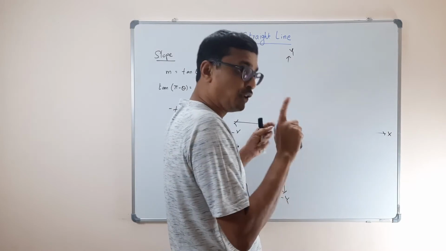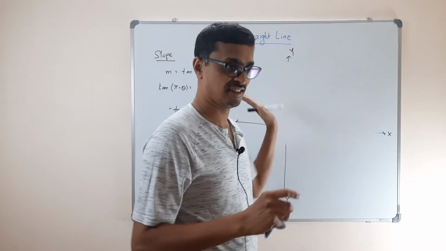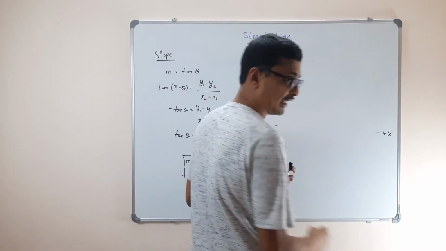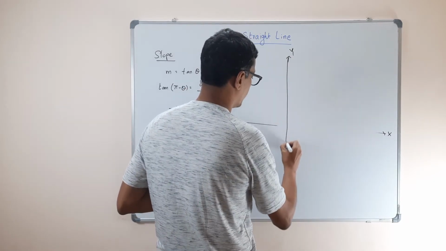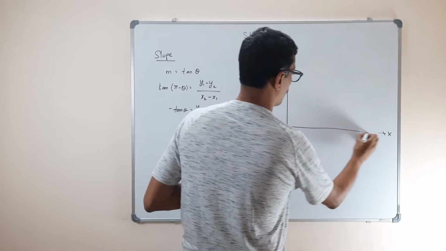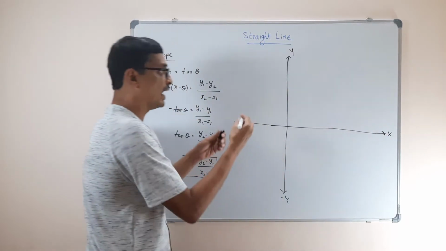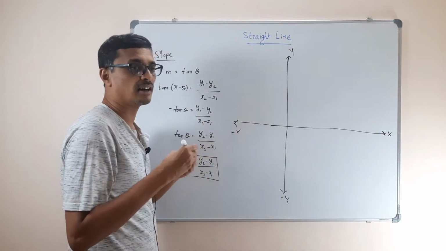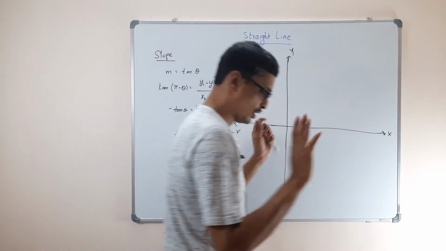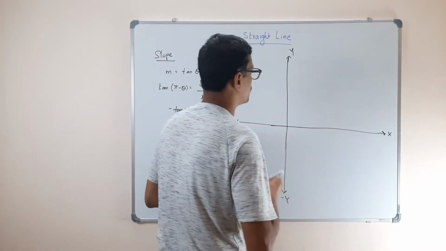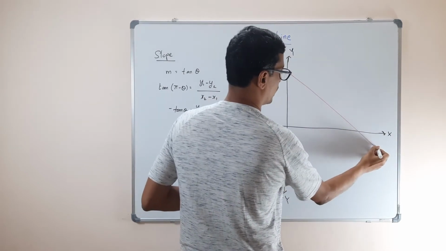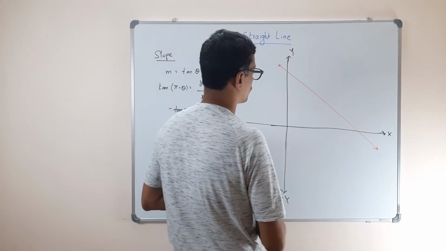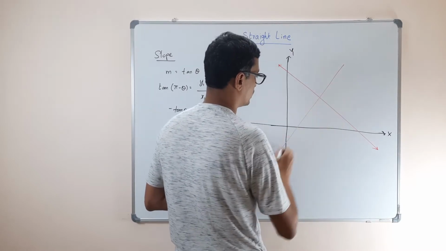Okay, so we are not going to deal with the vertical lines. We will go for non-vertical lines, and then let us try to find out what will be the relation between the slope, how the angle between those two lines is related to the slope of the two lines. So I am going to give you two lines. Let this be one line, and let us draw another line, maybe here like this.